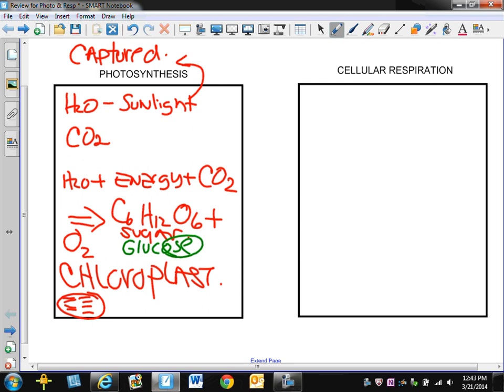All right, let's move to the other side. Tell me something you know about cellular respiration. That is respiration, so it obviously has something to do with oxygen. What else? Let's start with where does it happen? If photosynthesis happens in the chloroplast, where does respiration happen? Where's energy created in the cell? No. Nope. Nucleus controls the DNA. In the mitochondria. So the organelle is the mitochondria.